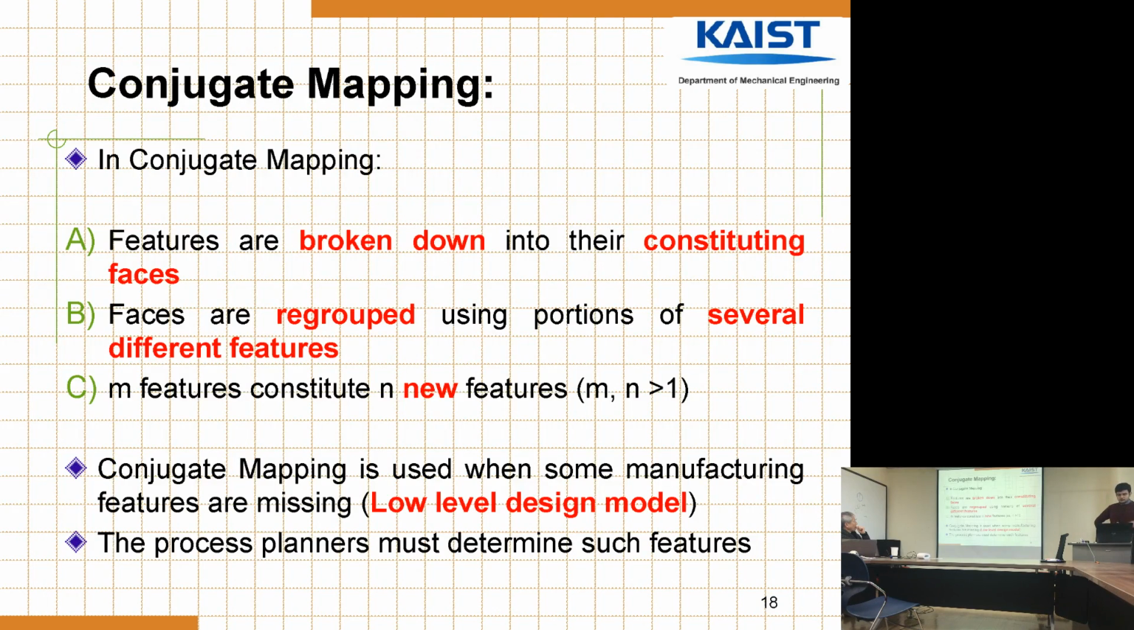So there is not 1 to n or n to 1. It is m number of features to new n features. Conjugate mapping is used when some manufacturing features are missing. So it is better to decompose all the design features into faces, and then the faces are combined in a way that the resulting machining features are all manufacturable. One example can be like that.